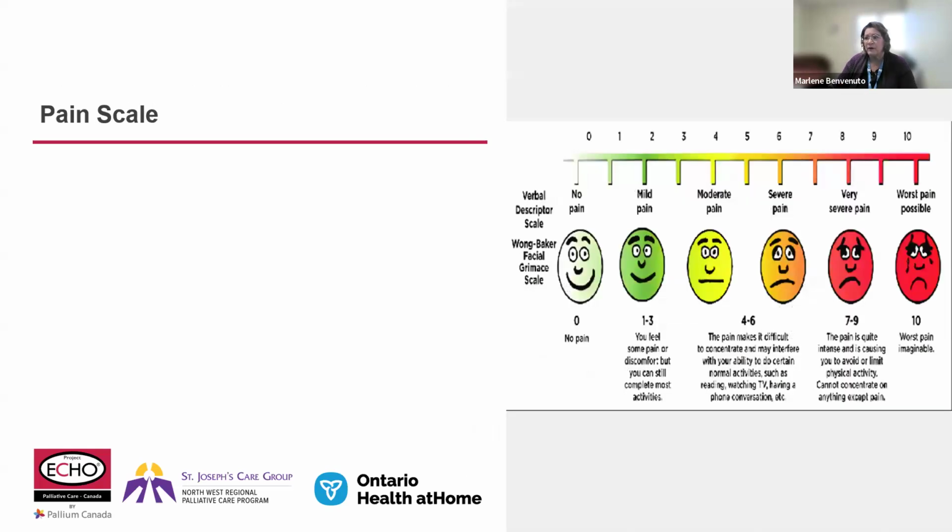I wanted to add the numerical one and the Wong-Baker facial grimacing scale. The facial scale can be used for people that are not able to tell you how they feel or what the number is, but point to the face on how they feel. Or children can point to those diagrams. And the number scale, right? Rating where their pain is and help you out.